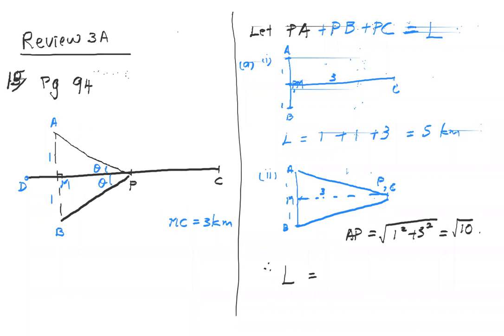So it will be PA plus PB plus PC. PA is square root of 10, PB also is square root of 10, and PC is 0. So you got 2 root 10. Got it? So that is the situation for part A.